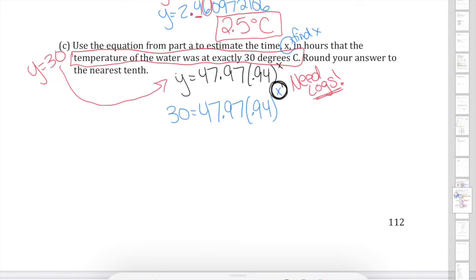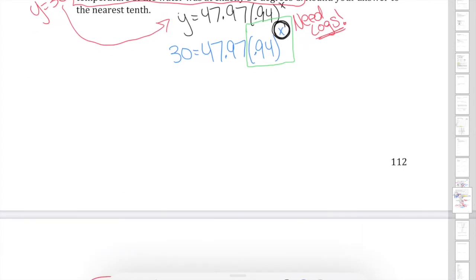If I need to use logs, remember the setup for logs. Take a second to think about it on your own. This is not in the correct setup. Before you can take the log of both sides, you need the number that's being raised to the X to be by itself, and it's not right now. I have to get rid of that 47.97.